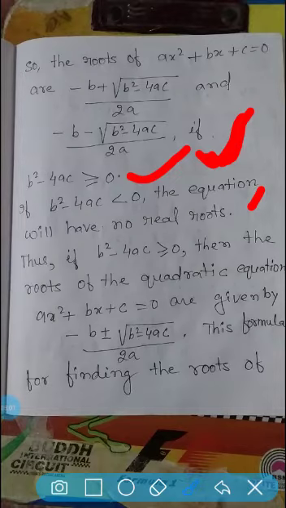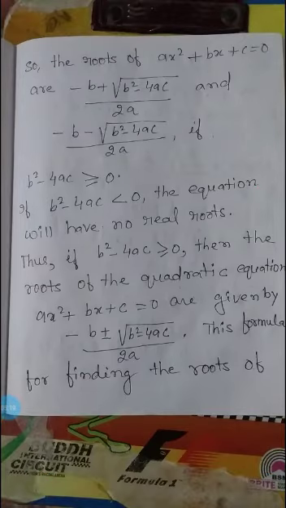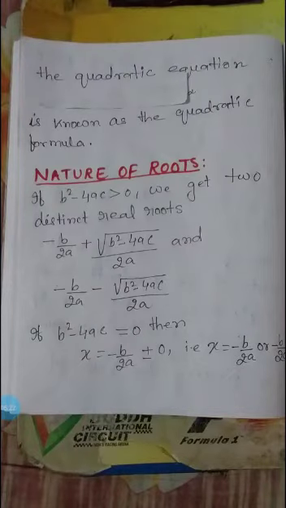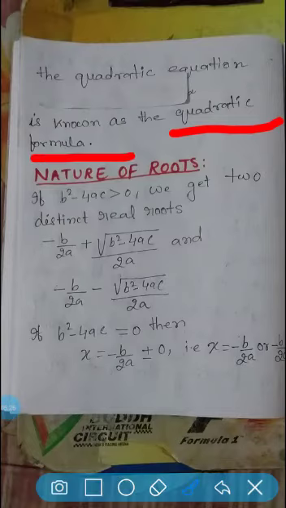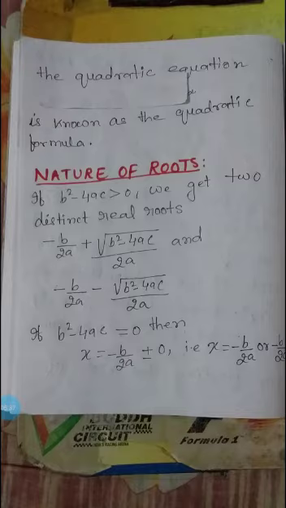Thus, if b square minus 4ac is greater than or equal to 0, then the roots of the quadratic equation ax square plus bx plus c equals 0 are given by minus b plus minus root b square minus 4ac by 2a. This formula for finding the roots of a quadratic equation is known as the quadratic formula.